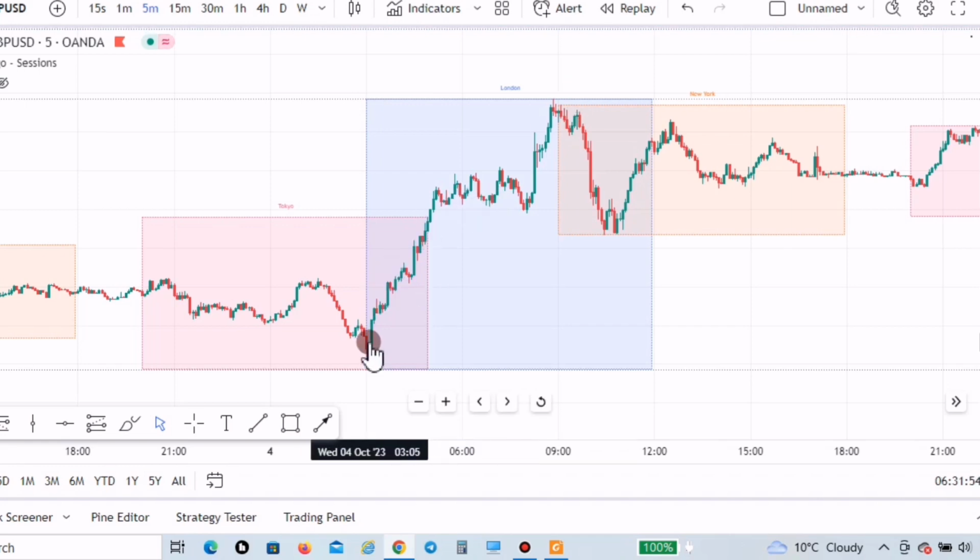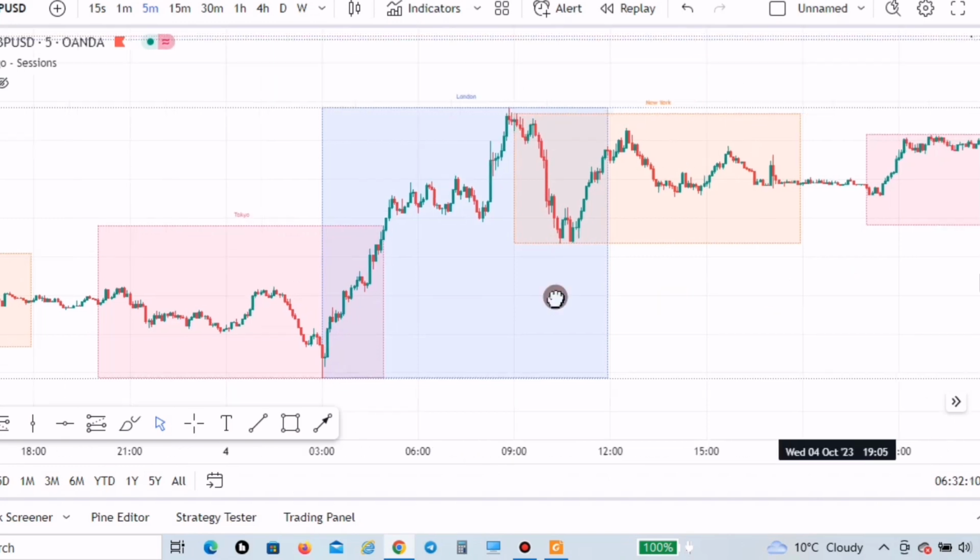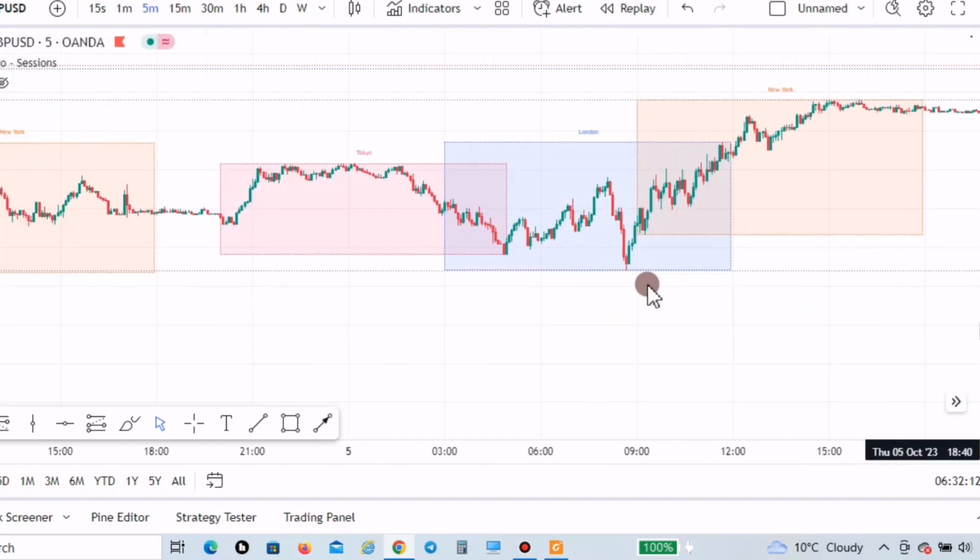If you miss an entry right here, or you find a bad entry, you're supposed to look for another entry from the end of the Tokyo session. If you miss right here, you are supposed to find an entry from the beginning of the New York session. That's the main thing I can say about this strategy.